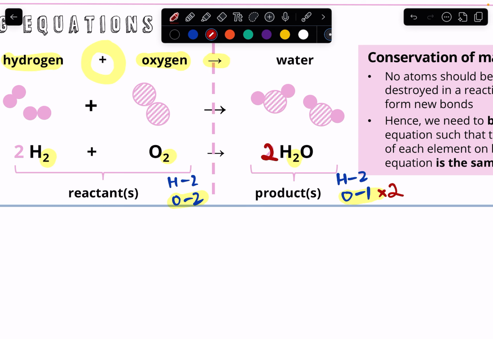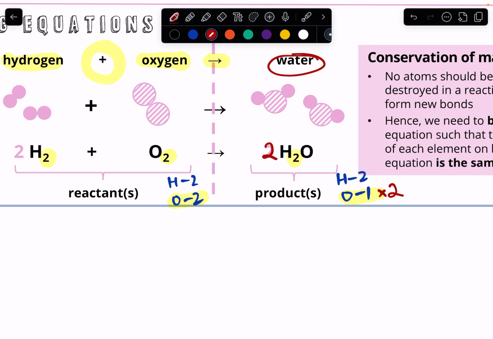Now, why don't I just put a 2 behind here? If I put a 2 behind oxygen, I'm actually changing its chemical composition. I'm changing its formula. H2O2 is not water, H2O2 is hydrogen peroxide. So I'm no longer talking about the same substance as in the word equation. Therefore, we can never balance a chemical equation by putting subscripts and changing the chemical formula.